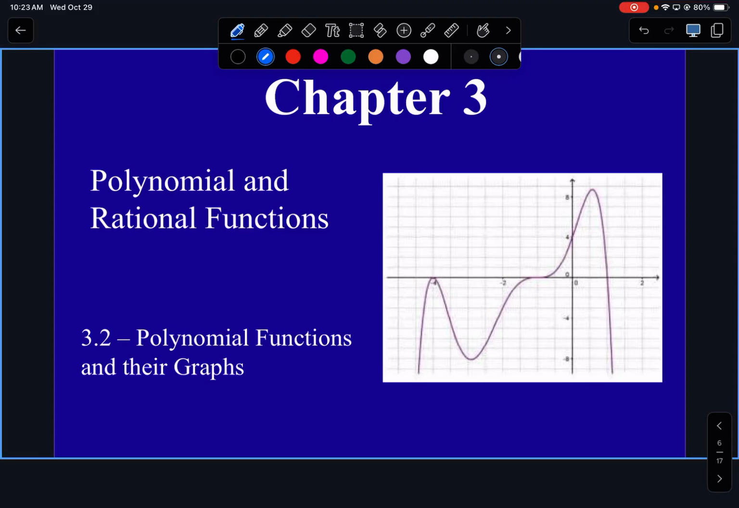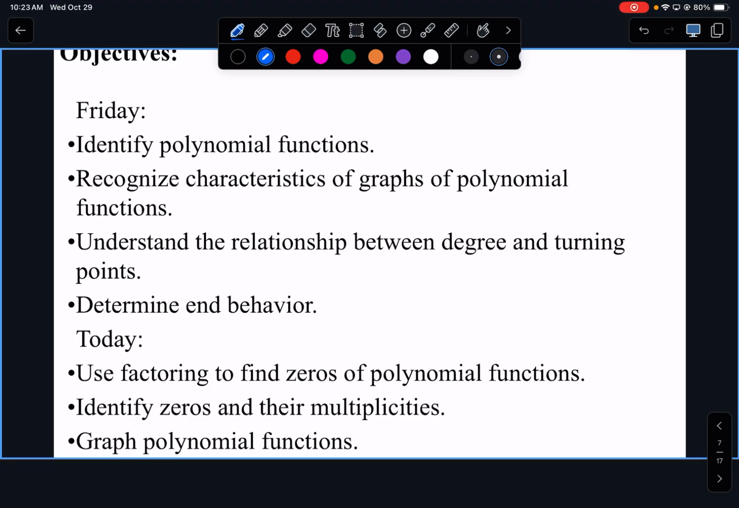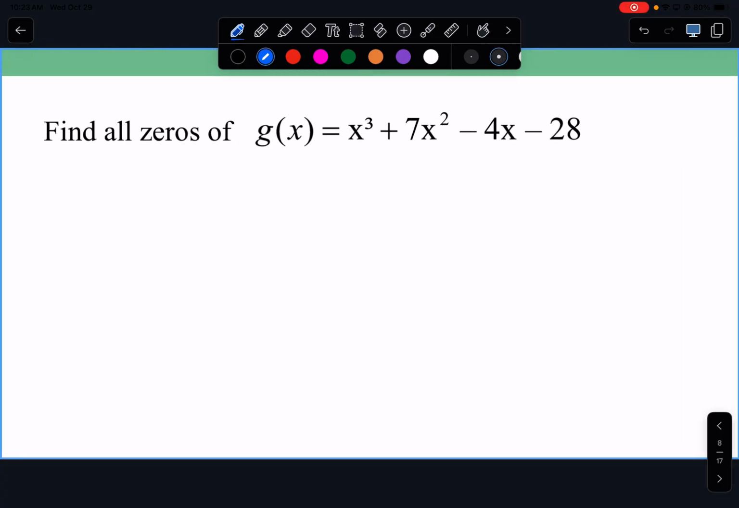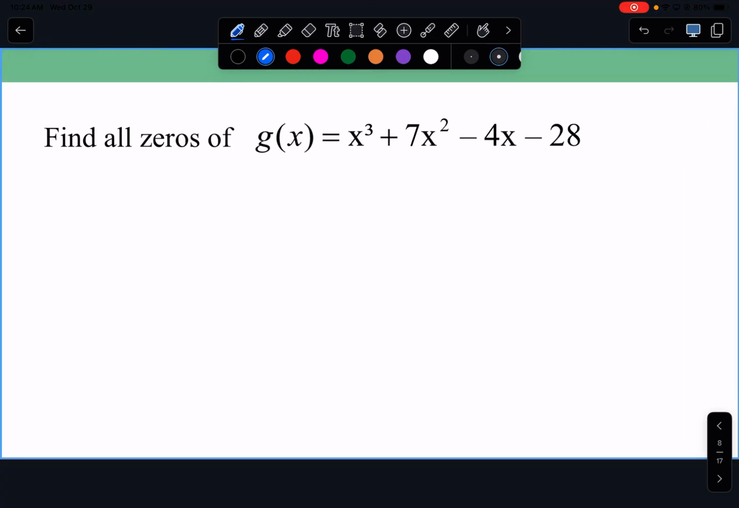Okay. Still working with polynomials. Like I said, we're going to take those characteristics and we're going to draw the graph with them today. So we're going to start with one like this. First thing we need to ask ourselves, is it written in standard form? Yes, it already is in standard form. Go ahead and copy it down.